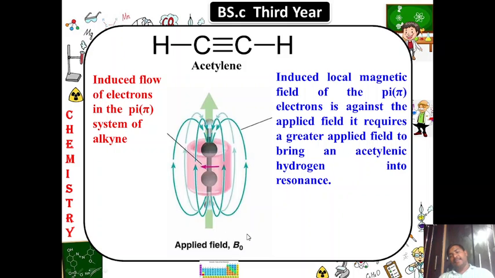This is the acetylene molecule. The applied magnetic field and the generated magnetic field, induced by the flow of the electrons, are in opposite directions. The pi system of the alkyne induces a local magnetic field around the molecule, with the pi electrons acting against the applied field. It requires a greater applied field to bring an acetylenic hydrogen into resonance.